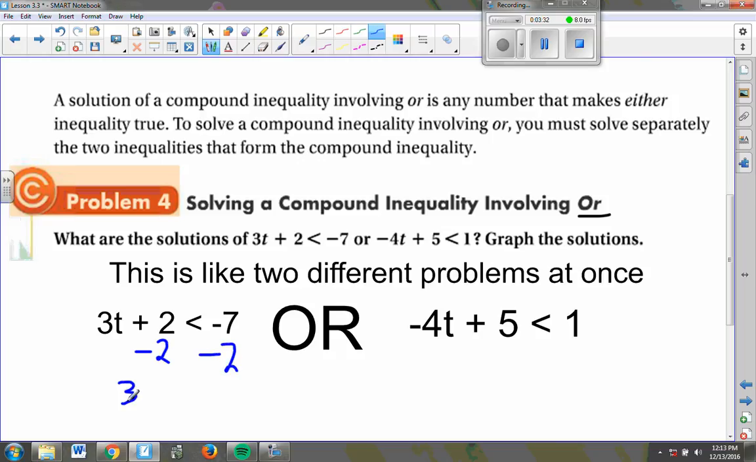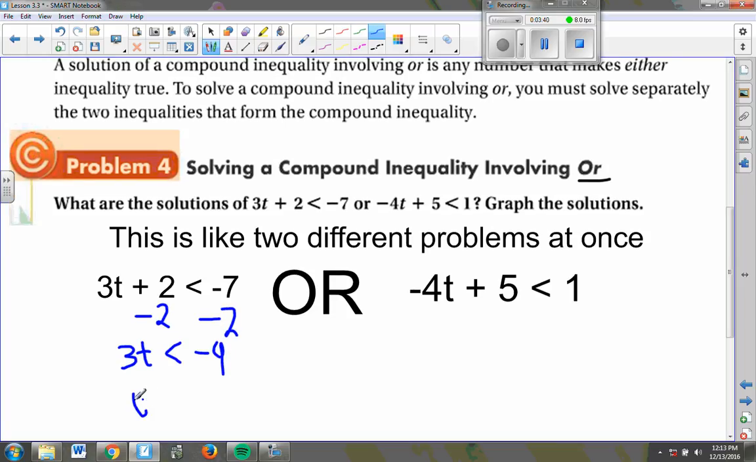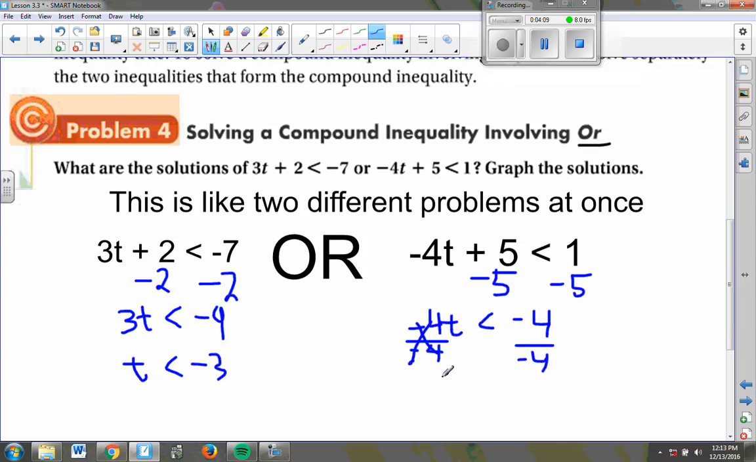I get 3t is less than -9. And then I divide by 3 and I get that t is less than -3. Okay, on the right hand side, I have to solve this inequality for t. First thing I'm going to do is subtract 5 on both sides. I get -4t is less than -4. Divide each side by -4 to get the t all by itself.